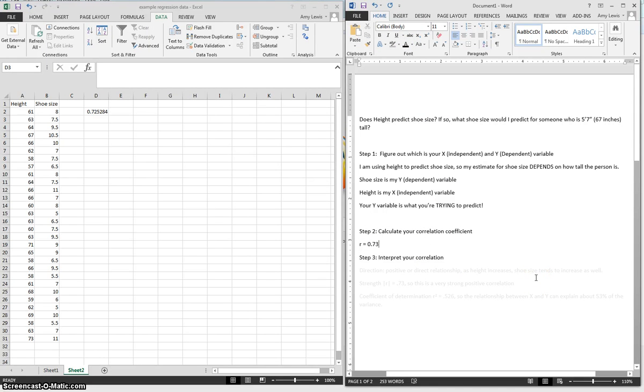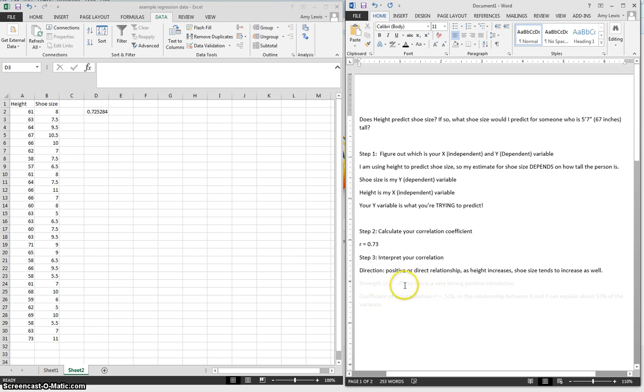Now the next thing I ask you to do in our regression steps in class is to interpret the correlation. When interpreting it, I'm thinking about both the direction and the strength of the relationship. For direction, I'm thinking about whether the correlation coefficient had a positive or negative sign. A positive sign means a direct relationship: as x increases, y also increases. A negative sign would mean an inverse relationship: as one variable goes up, the other goes down. I have a positive, so my direction is positive, or a direct relationship, and that means as height increases, shoe size tends to increase as well.